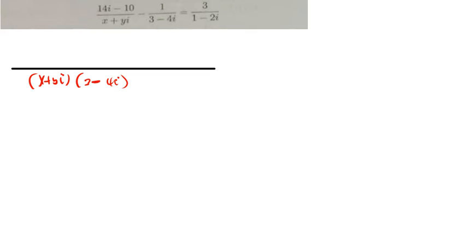Minus 1, then here I'll end up having x plus y i. Equate this equal to this. Now, let's try to expand the top part. 3 times 14, sorry. So 3 times 14, that is 42. Then 3 times 10 is 30.